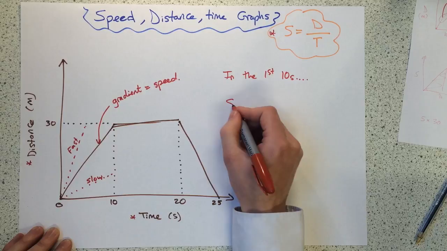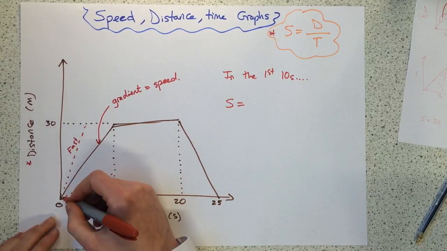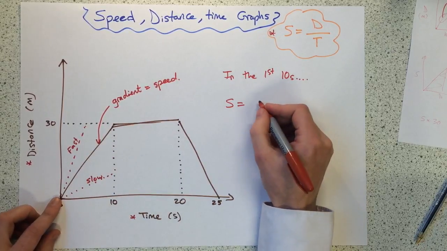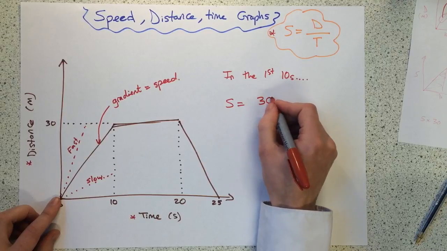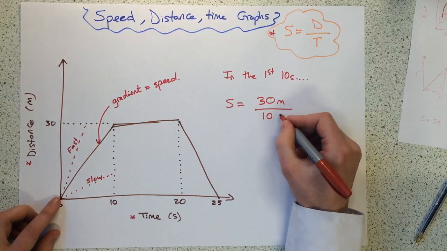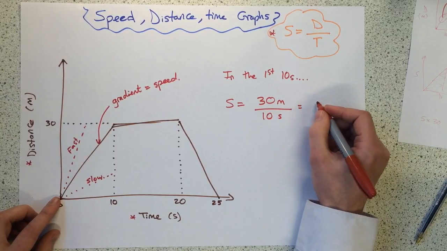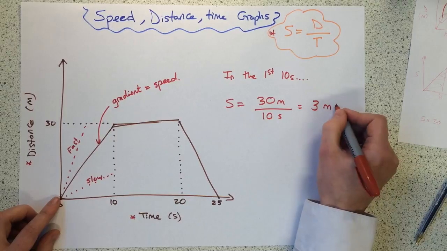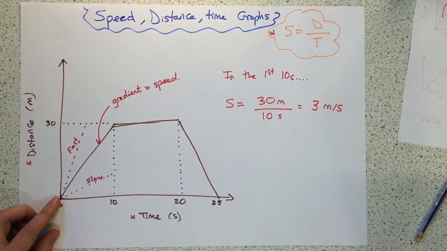Well, in the first 10 seconds, the distance goes from 0 to 30. So the distance is 30 meters. The time it took, that was 10 seconds. So the speed in the first 10 seconds is 3 meters per second.